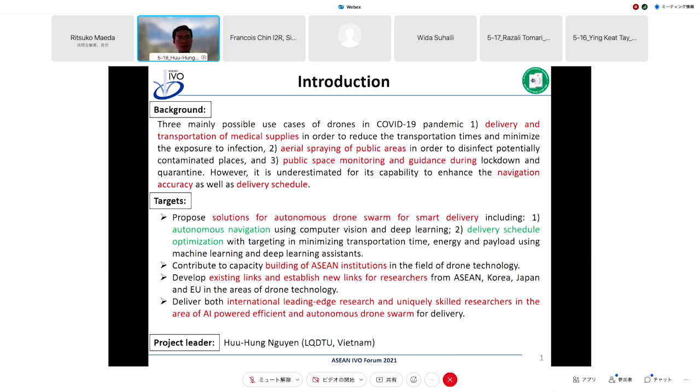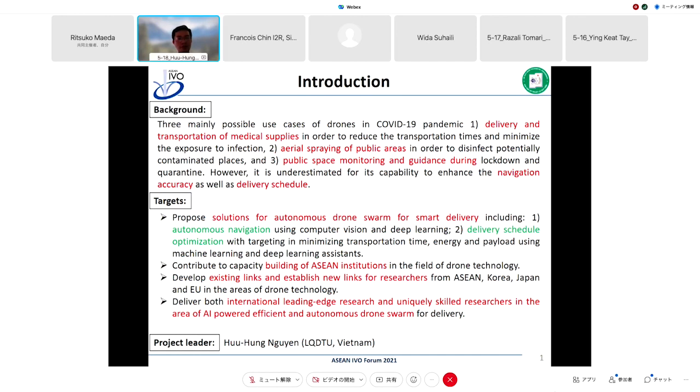The first is to propose a new autonomous navigation using computer vision and advanced deep learning. The second is to propose a new way to optimize the delivery scheduling, with the target to minimize the transportation time, energy, payload, and many objectives.